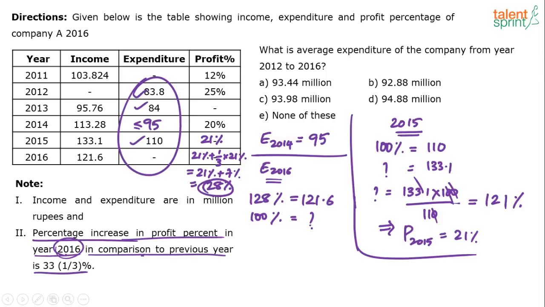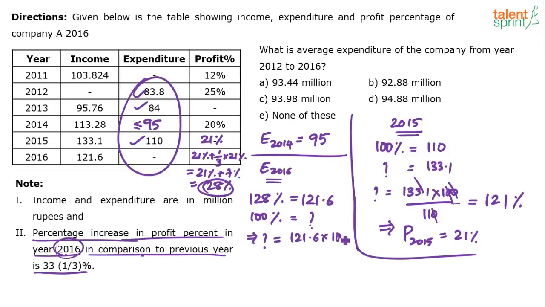You're getting it? 128% is 121.6. Why am I saying this is 128%? Because profit is 28%. If the profit is 28%, selling price will be 128%. Cost price, expenditure is the cost price, 100%. That is equal to what? Cross multiply, what do we get?